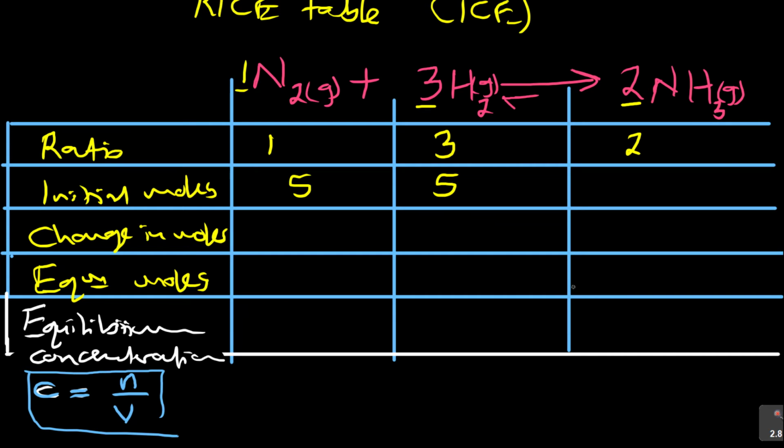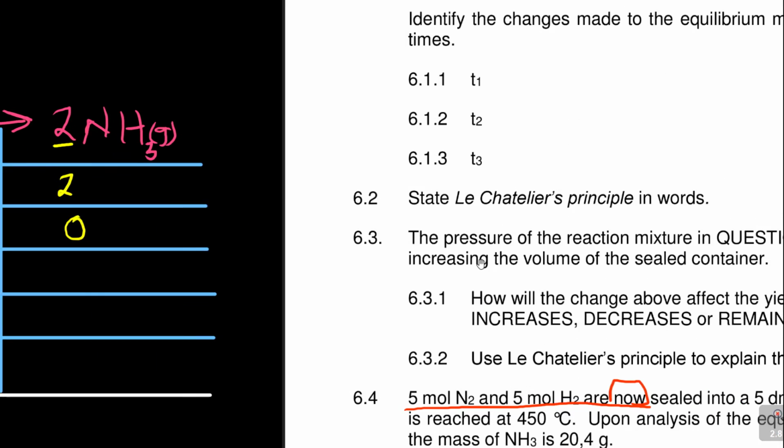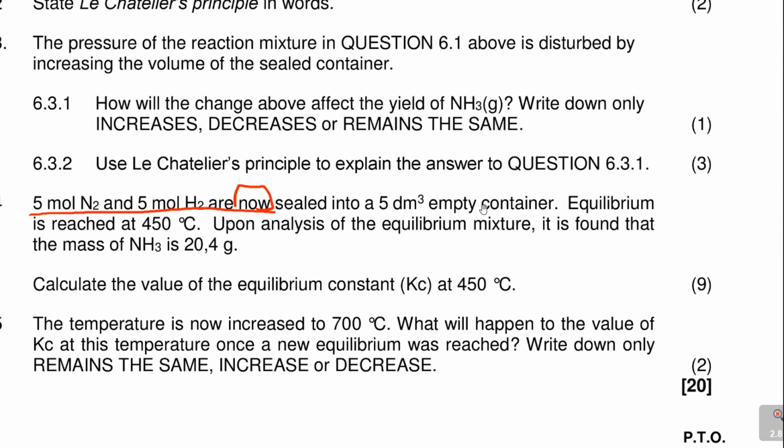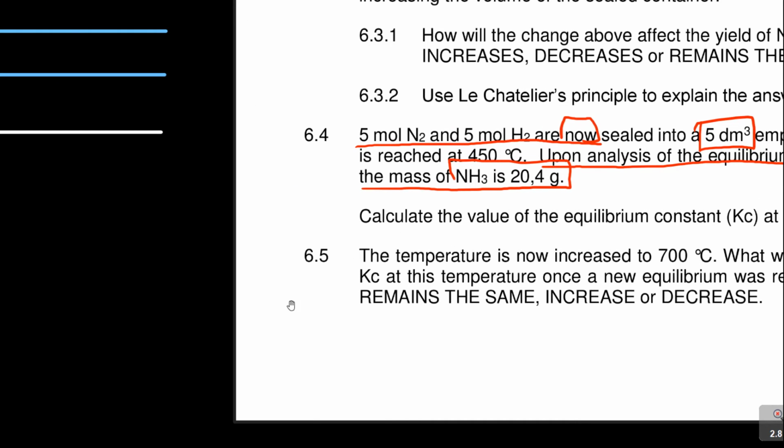So at the beginning you don't have anything here. It's 0, no ammonia. Okay, then later they are saying this is the volume. We're gonna use this volume, 5 dm cubed. Equilibrium is reached at 450. Upon analysis, there is the second statement, important. Upon analysis, it is found that the mass of ammonia is 20.4 grams. So now that's upon analysis of the equilibrium mixture, the mass of ammonia.